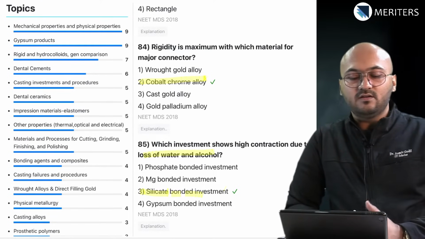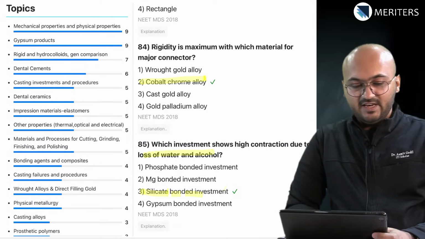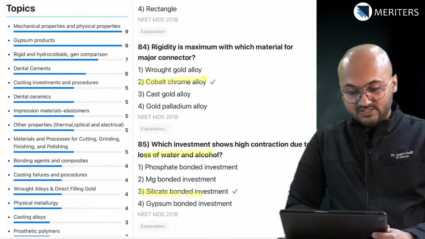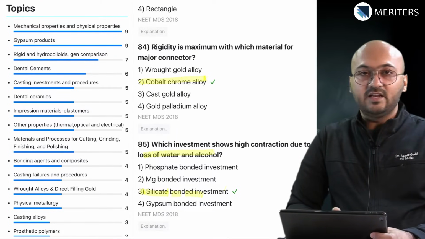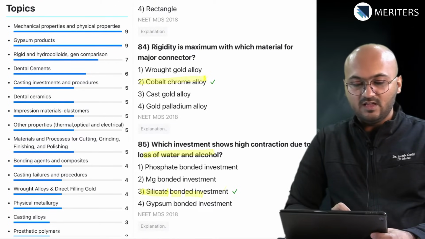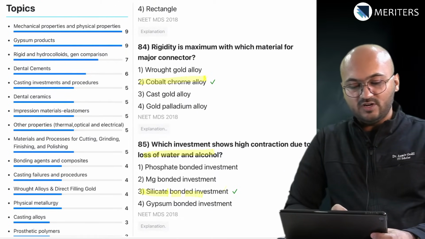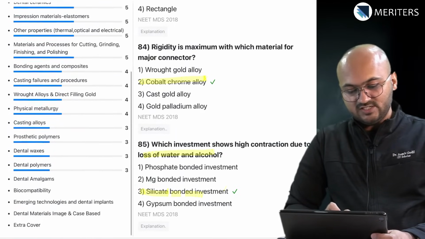Now let's look at the summary of what we have achieved so far. So physical and mechanical properties 9 questions and other properties 5 questions. That's a total of 14 questions in 6 exams. So 2 questions per exam come from mechanical properties. A lot of questions on gypsum products and impression materials. Then we have casting and casting alloys, and lesser questions.